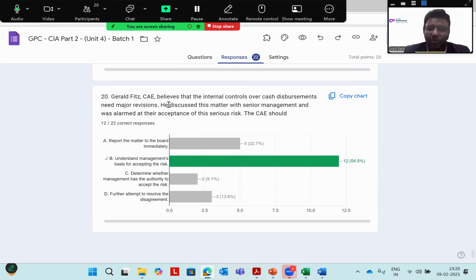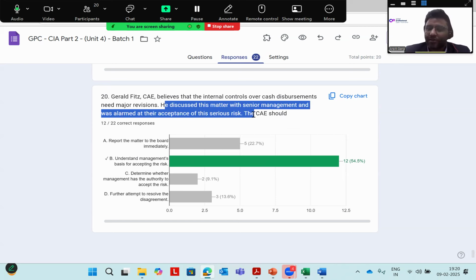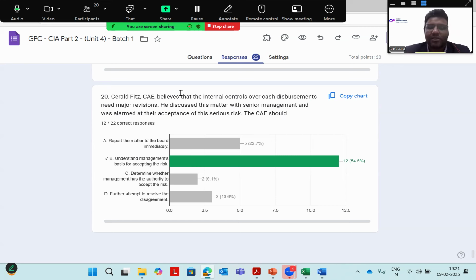So earlier we have talked about it. Okay, go and discuss the matter with the senior management. Had this option not been there, let's say the CAE believes that the internal control over cash disbursement needs major revision and management has accepted the risk, what should be the next step? Probably the first step would be to discuss the matter with the senior management and the board. The next step here is, when they have discussed, try to understand why the management has accepted the risk, and then report the matter to the board would be the next step. So people, here it is B which is more appropriate.